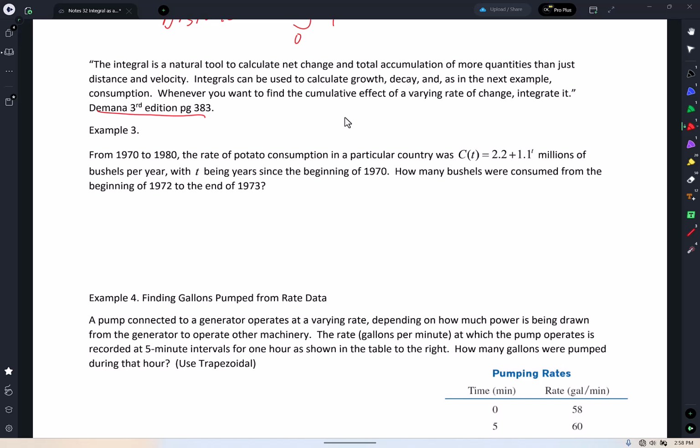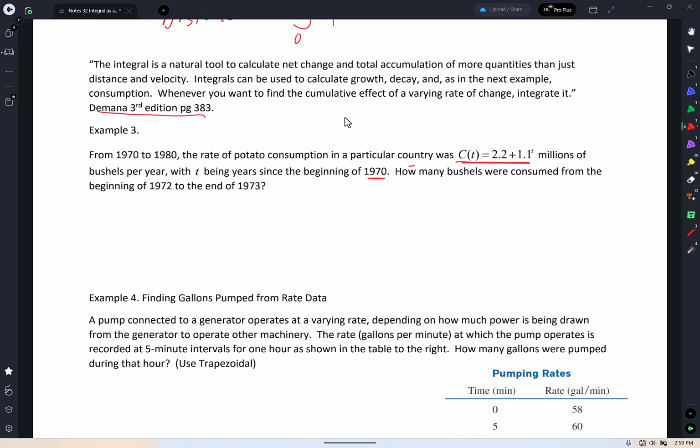So look at this example. From 1970 to 1980, the rate of potato consumption in a particular country was C of T equals 2.2 plus 1.1 raised to the power T millions of bushels per year, with T being years since the beginning of 1970. I'm assuming this is a real formula, that someone studied some country and came up with the model. All right. How many bushels were consumed from the beginning of 1972 to the end of 1973?